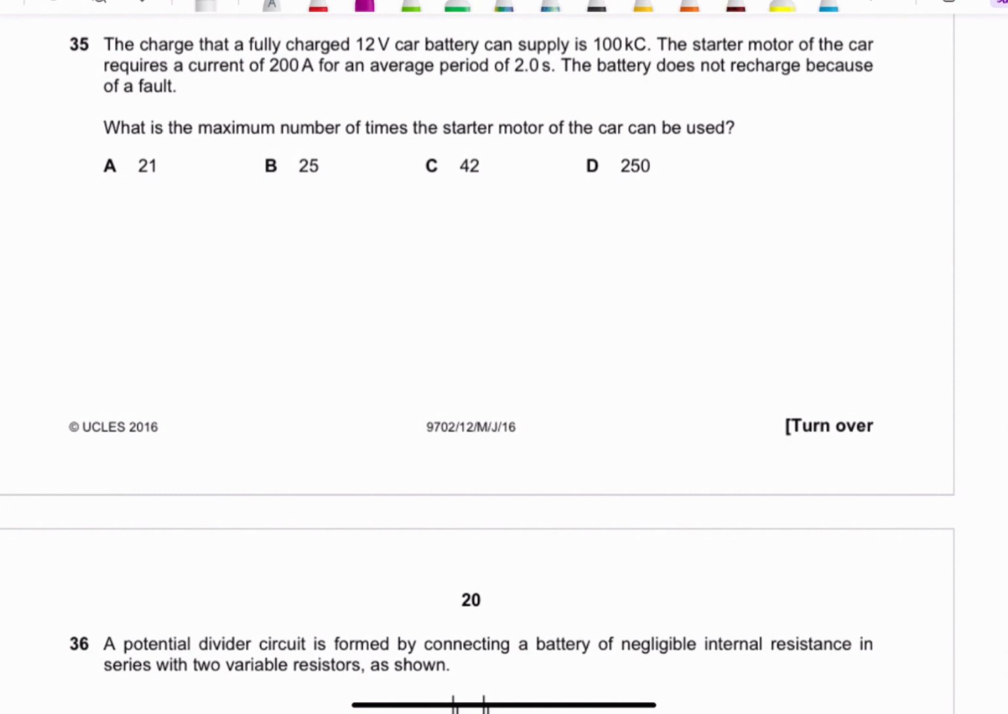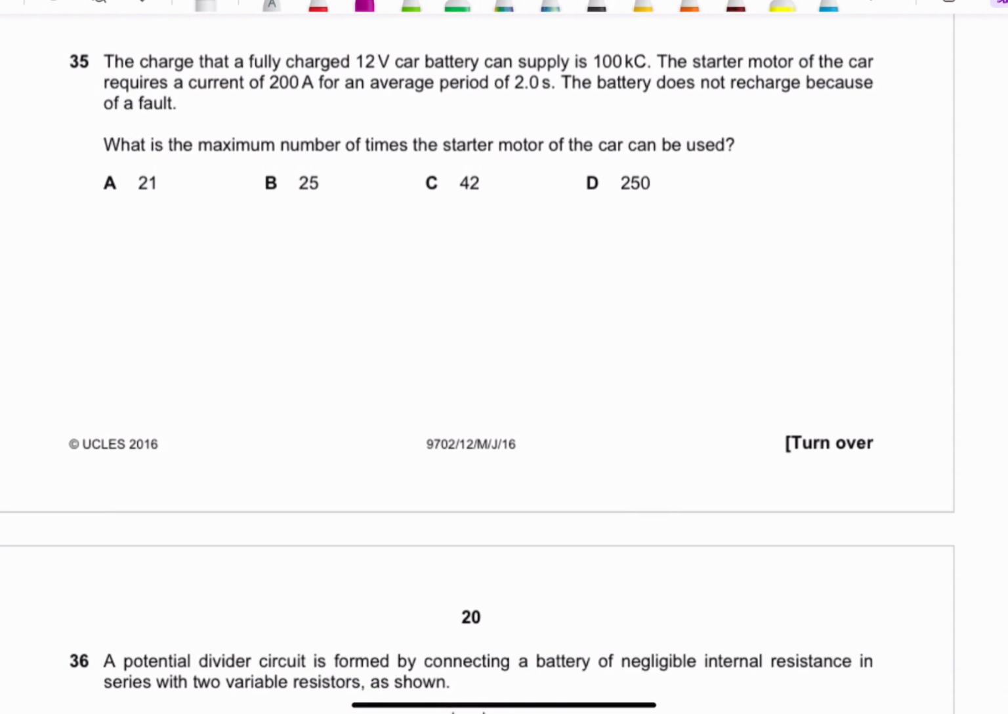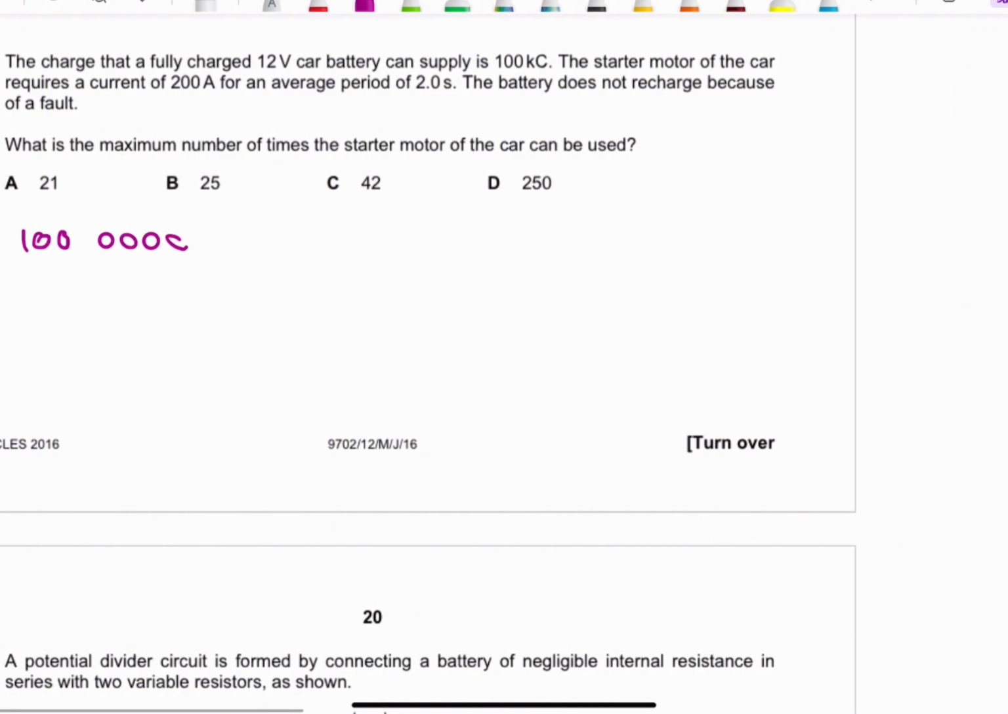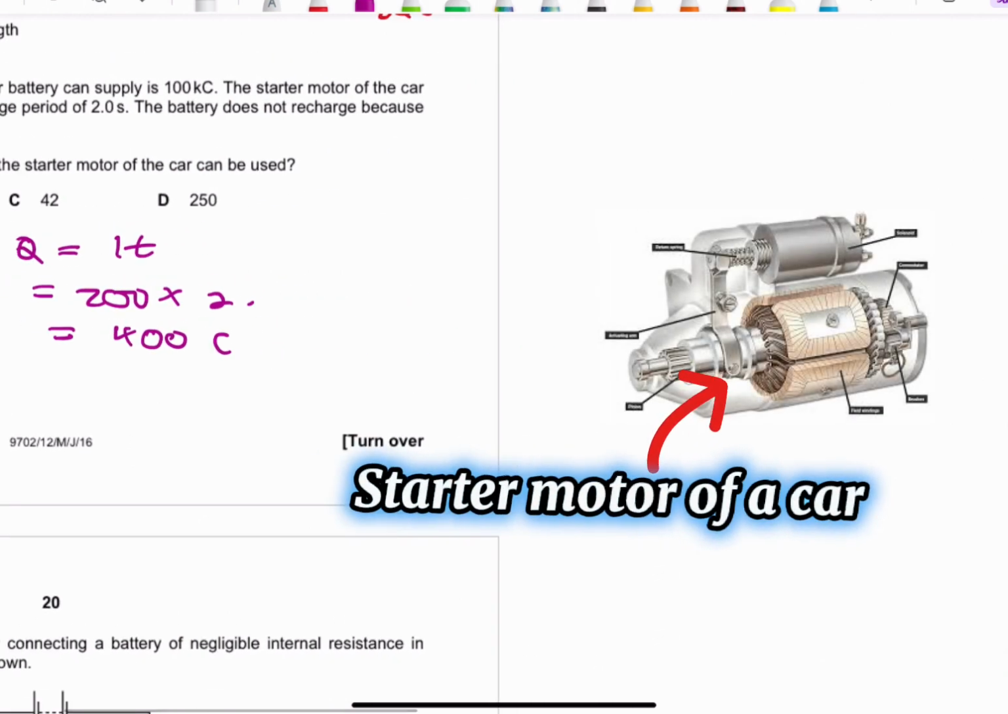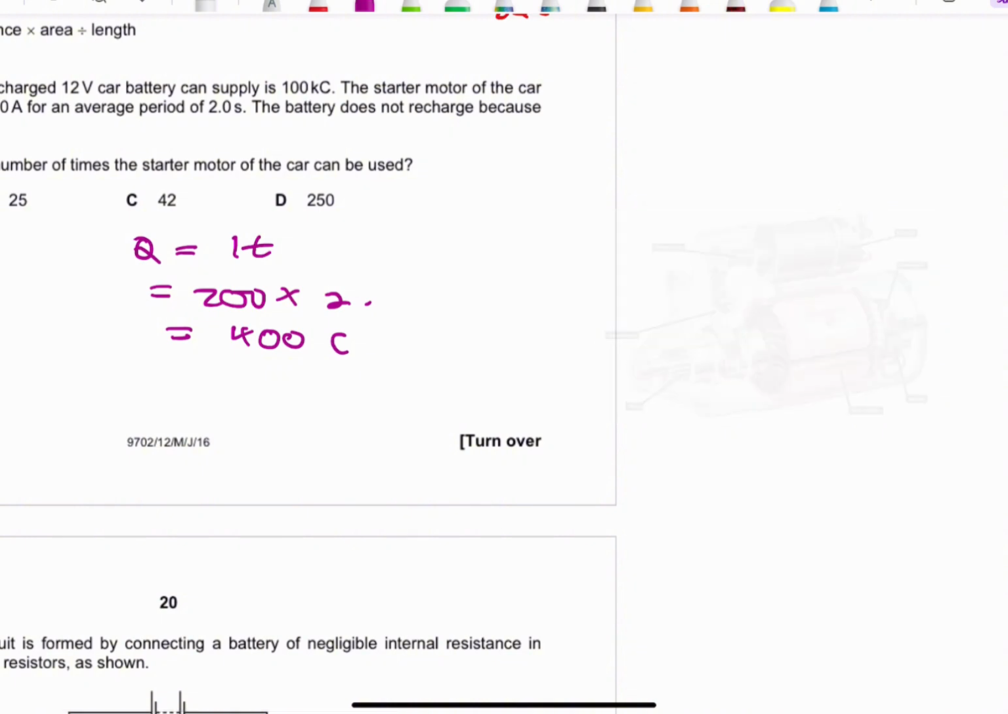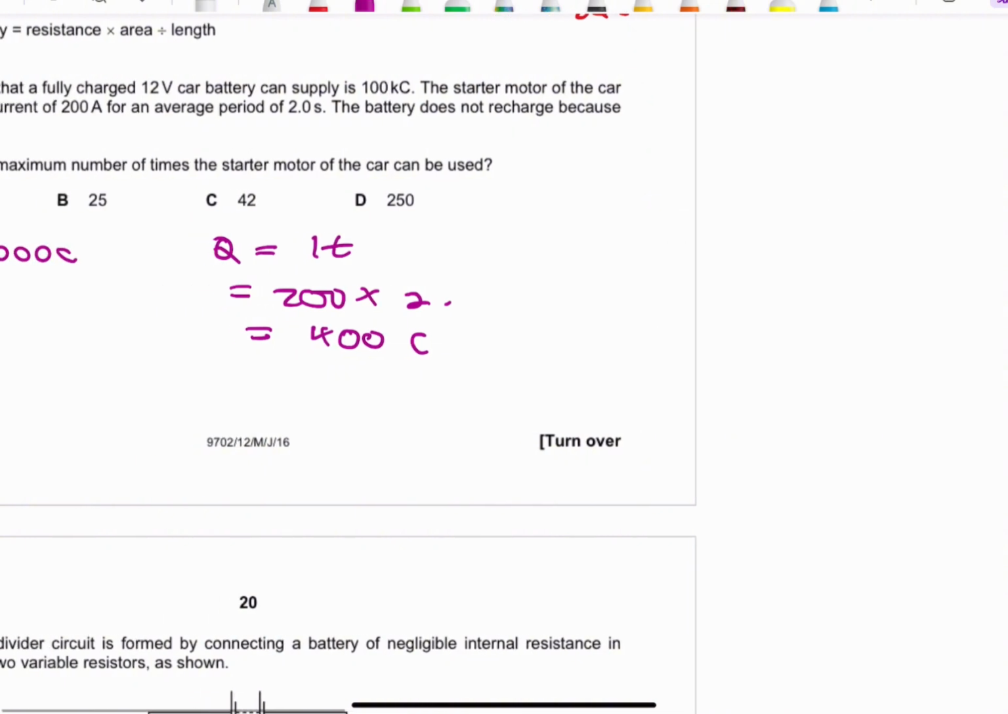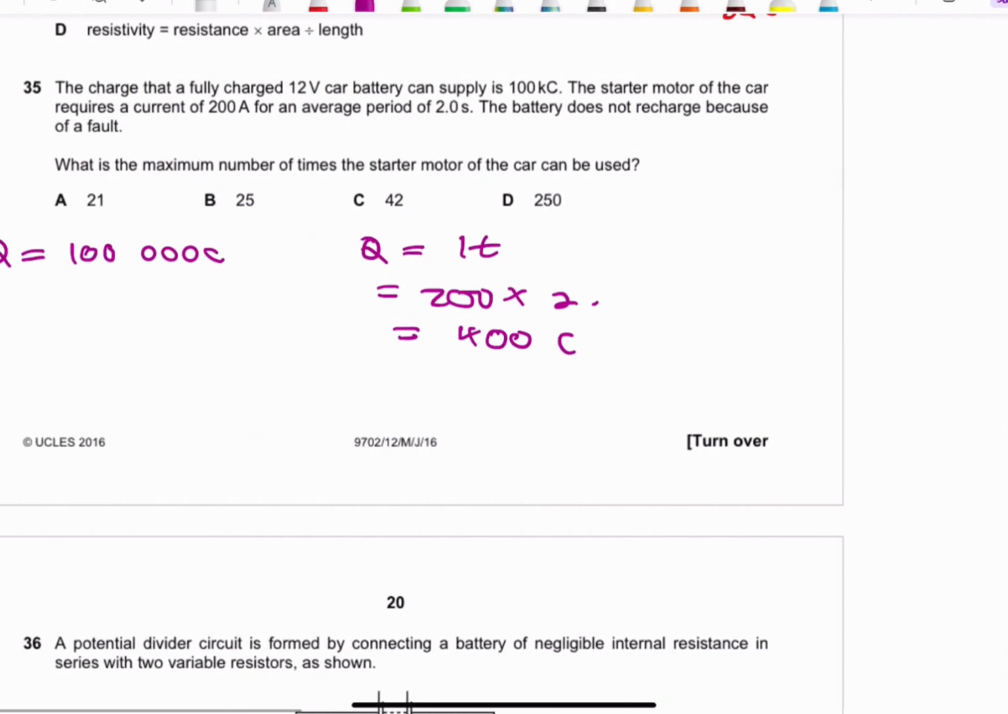A fully charged 12-volt battery can supply 100,000 coulombs, so Q is 100,000 coulombs. The start of a motor requires a current of 200 amperes for a period of two seconds. We know that Q is IT, so 200 multiplied by 2 seconds is 400. So that starter of a motor requires 400 coulombs of charge on average, and the battery will not recharge.